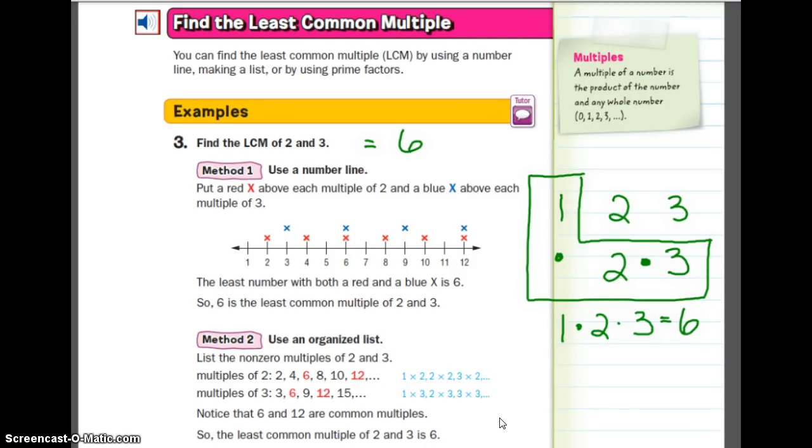You can also use method 2, which is just making multiples of the numbers. In this case, we have 2: 2, 4, 6, 8, 10, 12. For 3, we have 3, 6, 9, 12. Now, we know that 6 and 12 are both common, but we want the least, which means the lowest. In this case, that would be 6 again. So both methods work. I like the upside down division.